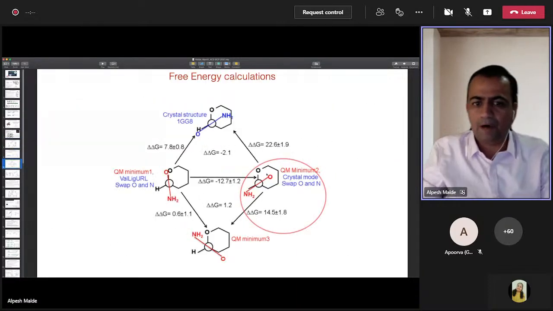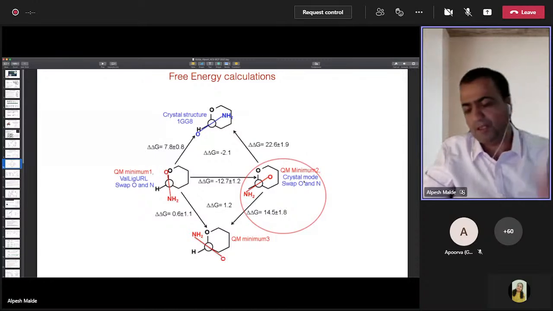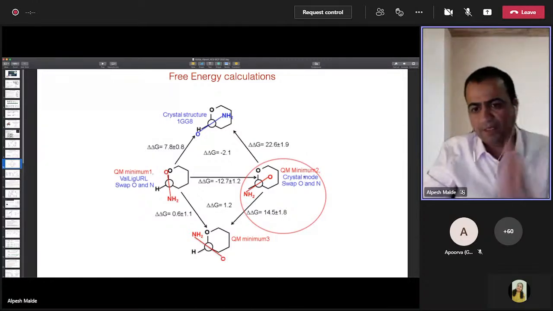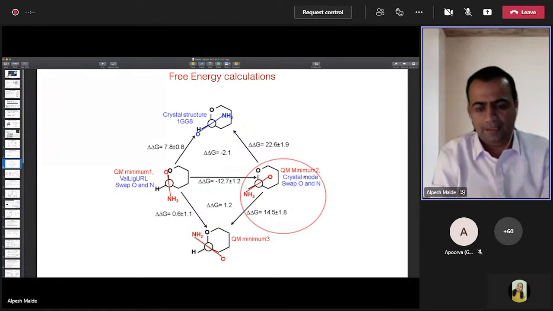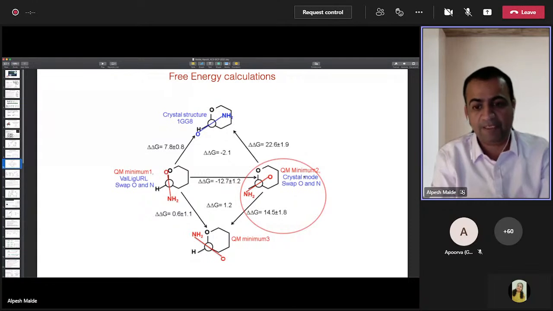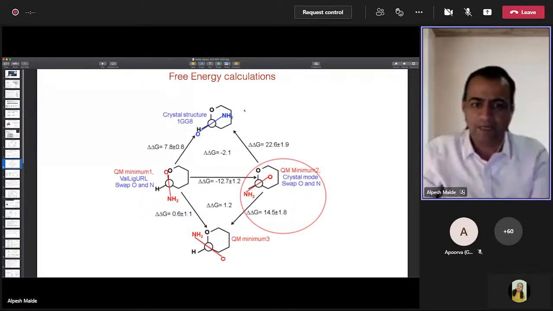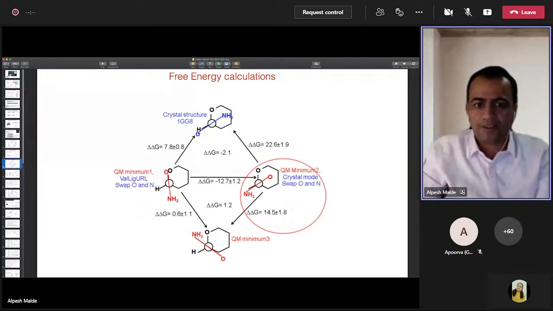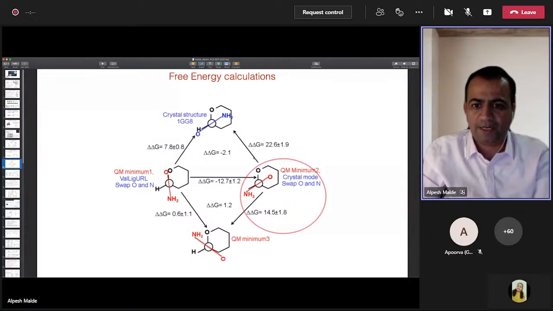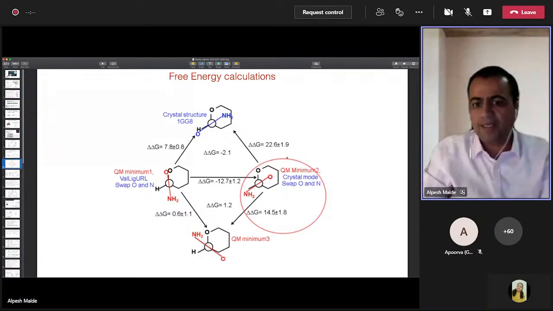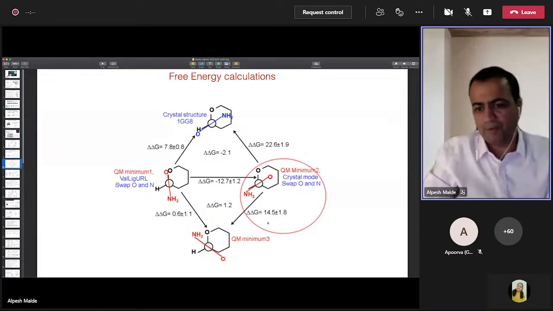But when it is bound to the protein, the QM minimum is the lowest free energy state. So here we learn two things: that the conformation of a given molecule, which is the global minimum in the free state, need not necessarily be the state it is bound in to the protein. And second, we found that in the crystal structure, the amide had a particular orientation. Actually, when we do the free energy, we realize that by swapping this oxygen and nitrogen, we get another state. This is a more stable state when it's bound to the protein.